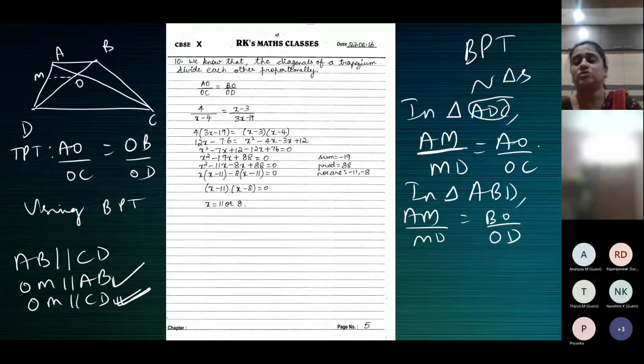So comparing these two, call this one result 1 and this one 2. From 1 and 2, because AM by MD is common, AO by OC is equal to OB by OD. So this is how you show that the diagonals of a trapezium divide each other proportionally using the concept of BPT. You can also do it using similar triangles. This is using BPT.